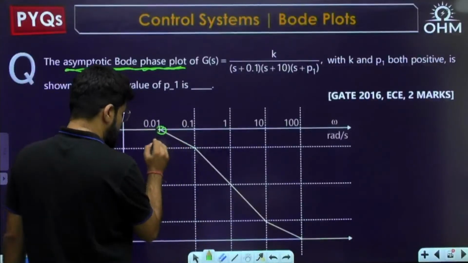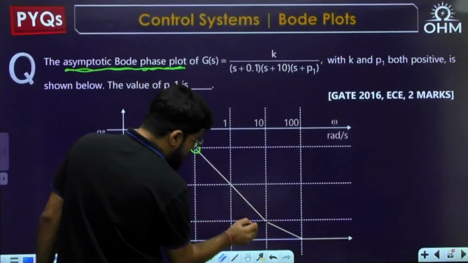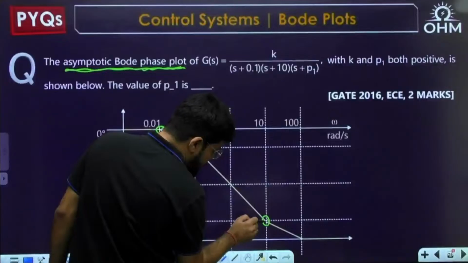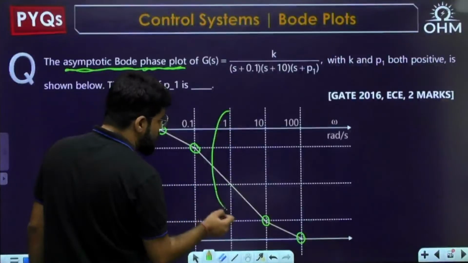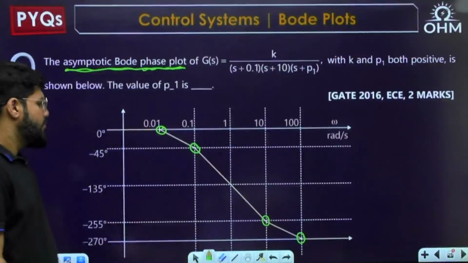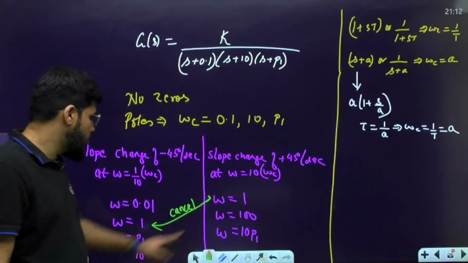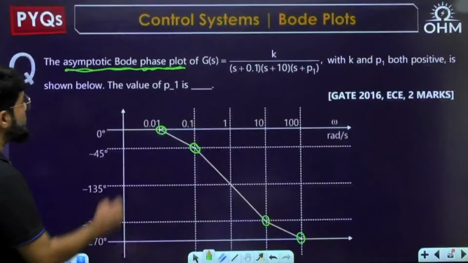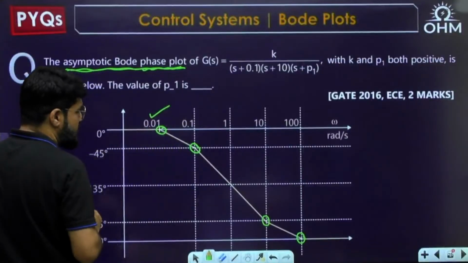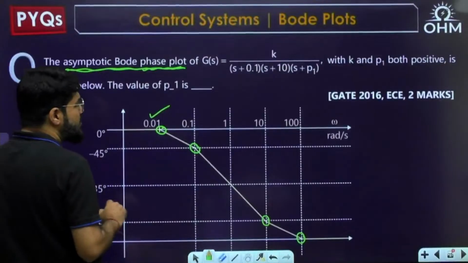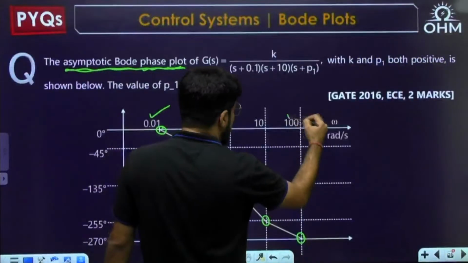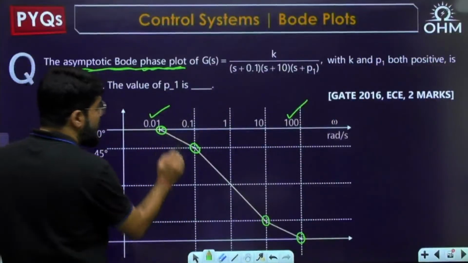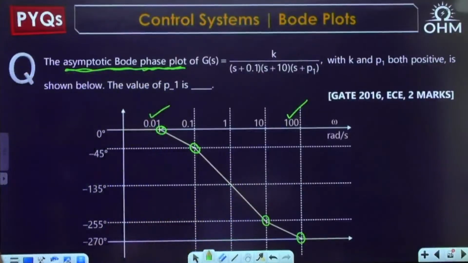This is a slope change, then it continues here, the next slope change, then it bends up, and then there is another slope change. These are the four slope changes. Do you see any slope change at omega equal to 1? No. So there should be 4 slope change points. 0.01 is the first slope change point. Then there should be one at 100 also, and I am able to match 100. Then 0.1 and 10 are also slope change points.